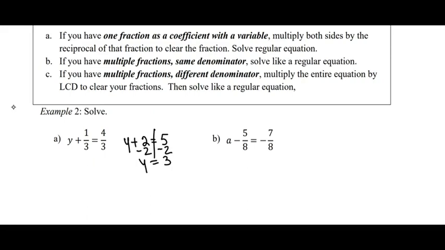We're still going to subtract 1/3 from both sides. So that means I have to do 4 over 3 minus 1 over 3, which gives me 3 over 3, and 3 over 3 is 1. So y equals 1. That's my answer to the first one.